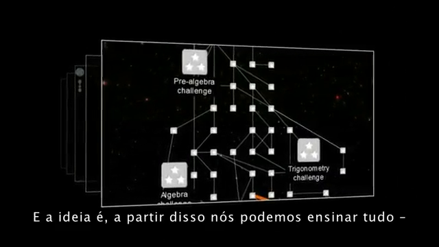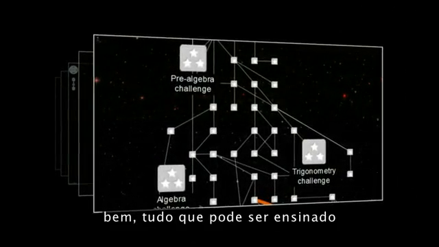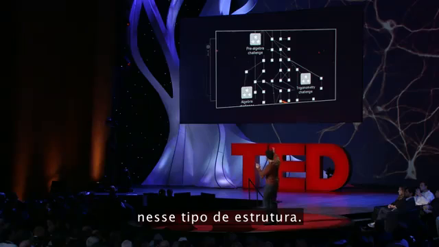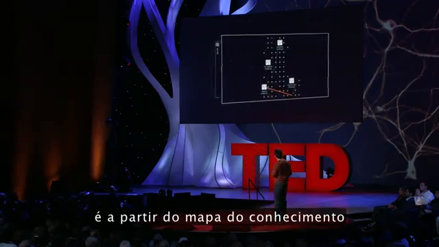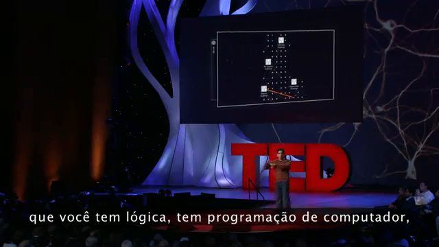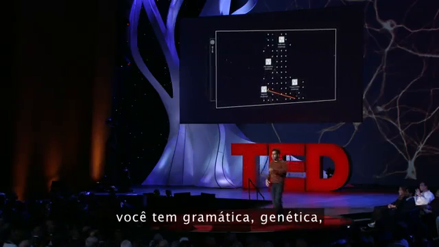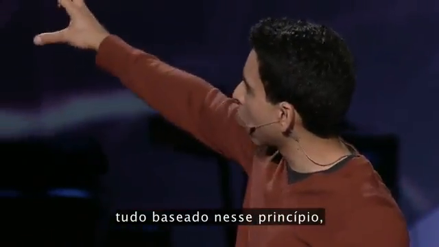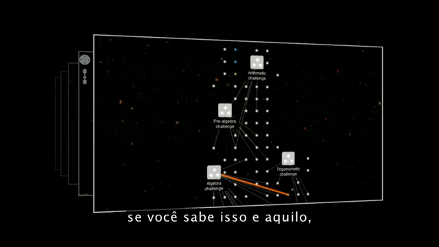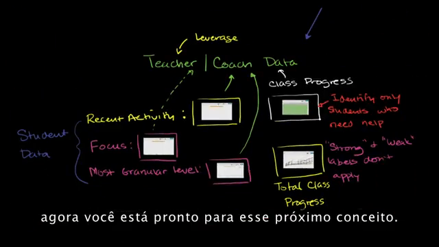And the idea is from this, we can actually teach everything. Well, everything that can be taught in this type of a framework. So you can imagine, and this is what we are working on, from this knowledge map, you have logic, you have computer programming, you have grammar, you have genetics, all based off of that core of, okay, if you know this and that, now you're ready for this next concept.